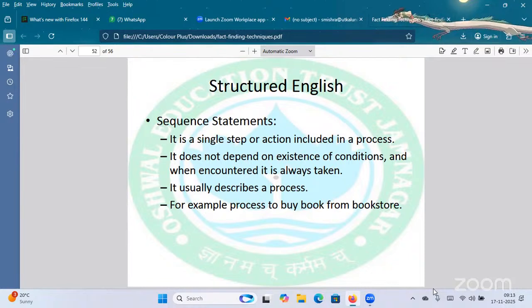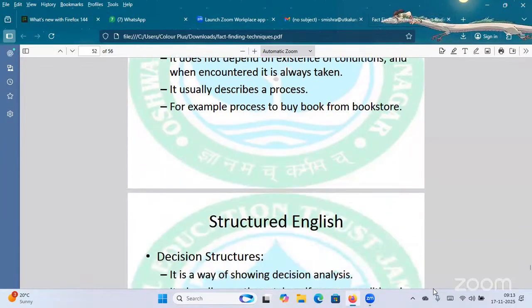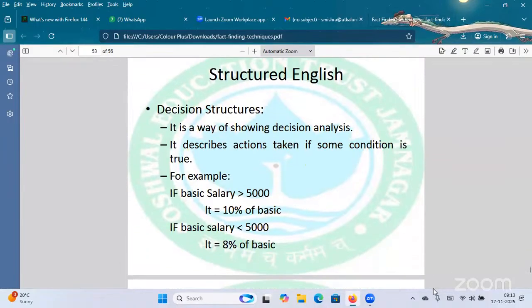It usually describes a process, for example, the process to buy a book from a bookstore. That is a single sequence of statements. A decision structure is a way of showing decision analysis. It describes the actions taken if some condition is true. For example, if basic salary is greater than 5,000, then IT, income tax, is 10% of basic. If basic salary is less than 5,000, income tax is 8% of basic.